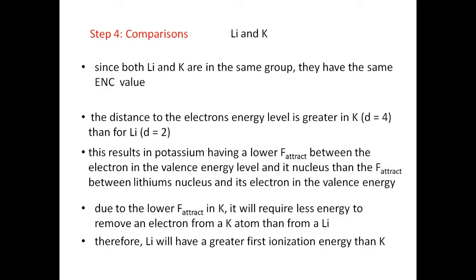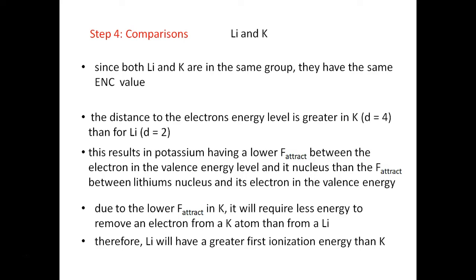After we've defined our term, stated what our force of attraction is due to, and linked the trend that we were looking at to force of attraction, the next step is to start doing comparisons. When we do comparisons, we want to compare all the things in a group, and then we want to compare things that are in a period. So lithium and potassium are in the same group, and as a result they have the same ENC. Because they're both in group 1, they have an ENC value of 1.